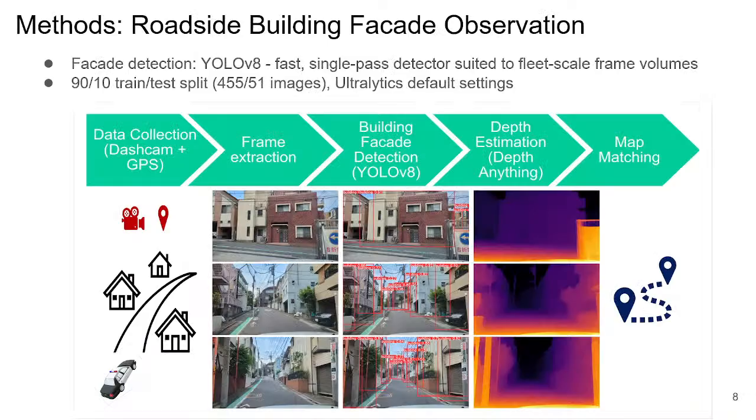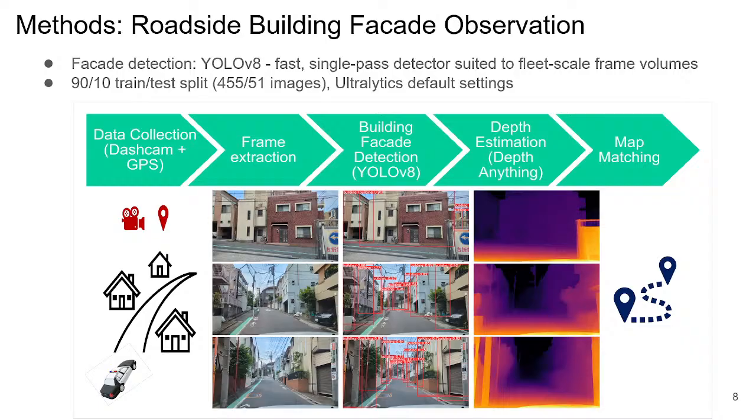Then coming to the method. For roadside building observation, we consider a 5-stage pipeline. We start with collecting the data using dashcam and GPS, and then we extract the frames from the videos. And on these frames, we apply our building facade detection algorithm.